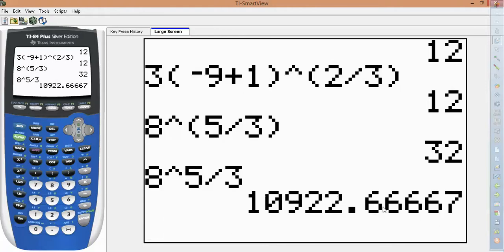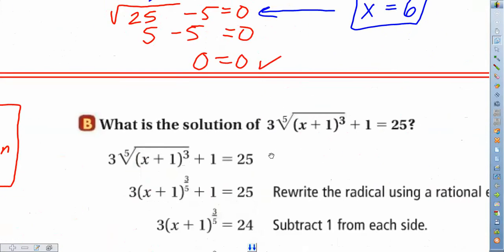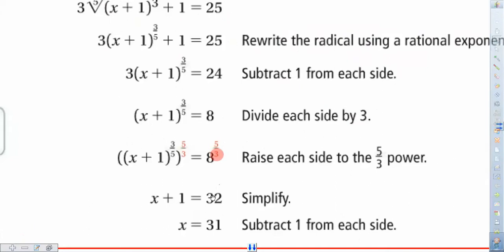That's why you see that 2/3 there, that fraction left over there. So we want the 32. Make sure you put those exponents in parentheses when necessary. Okay? So that's why we have 32 right there. Last move, subtract the 1, boom, we get 31.